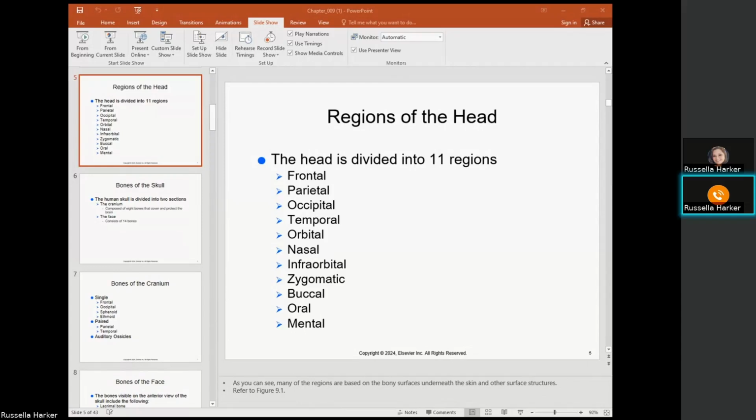The frontal, parietal, occipital, temporal, orbital, nasal, infraorbital, zygomatic, buccal, oral, and mental. So those are the regions of the head. As you continue through this chapter, you're going to encounter references to these regions of the head.